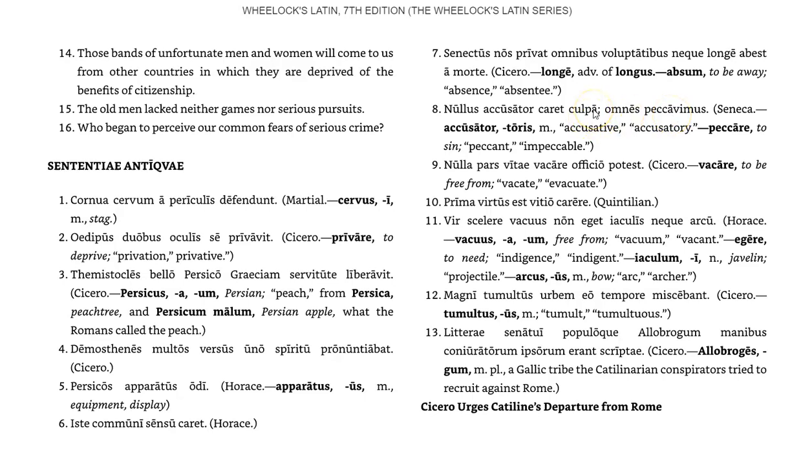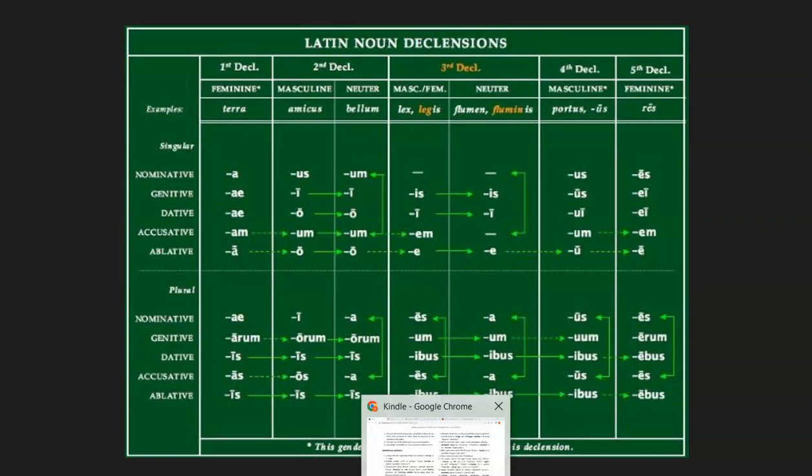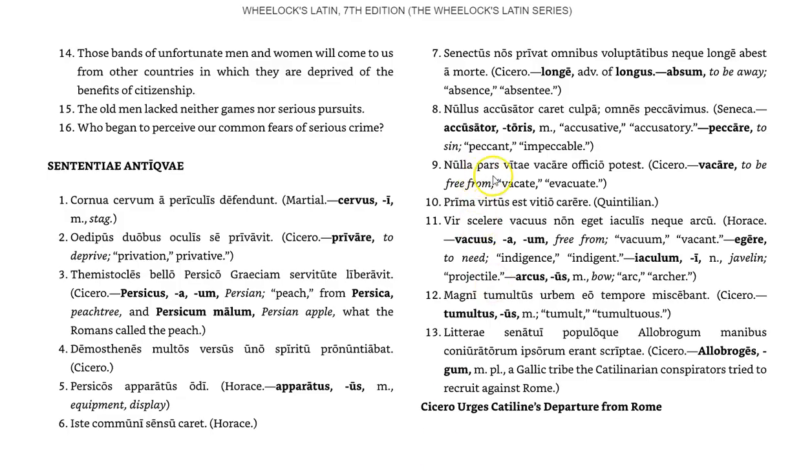So here's our ablative of separation, culpa, first declension, ablative singular is A. So again, just to give you a reference here, there's our culpa. All right, moving on here.